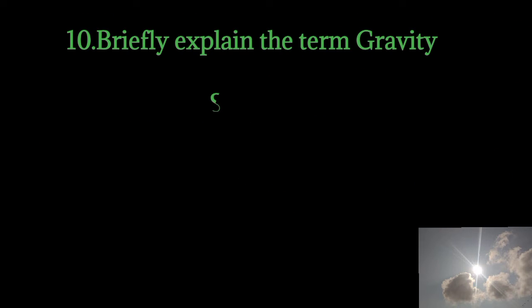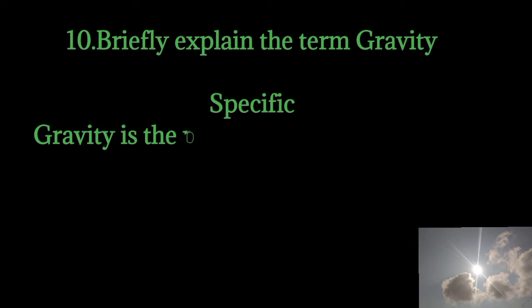10. Briefly explain the term specific gravity. Specific gravity is the proportion of the mass of a substance to the density of a reference substance.